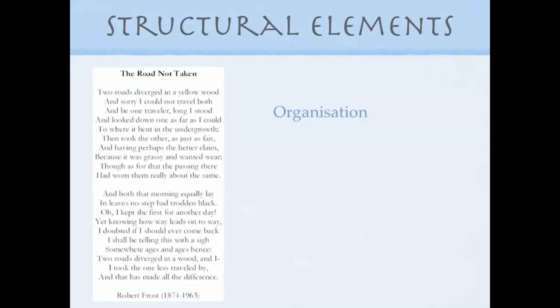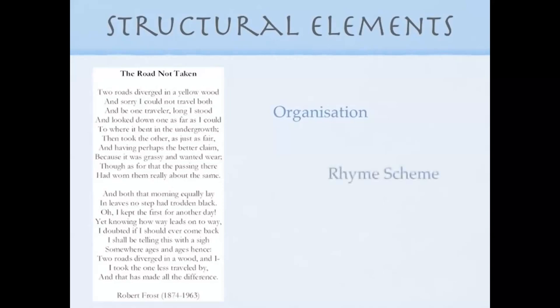Another way in which you would talk about organisation is the form of the poem, like the type of poem it is. This type of poem is called a narrative poem, which means that it's a poem that tells a story. Other forms of poems that we will look at in the next few lessons or next term are things like ballads, sonnets, lyrical poems, and they all have distinct features which make them that form of poem. So when you've read through a poem, it's always worth having a look at what form it is. Is it a ballad? Is it a sonnet? Is it a narrative? In this case, it's a narrative poem because it's telling a story.